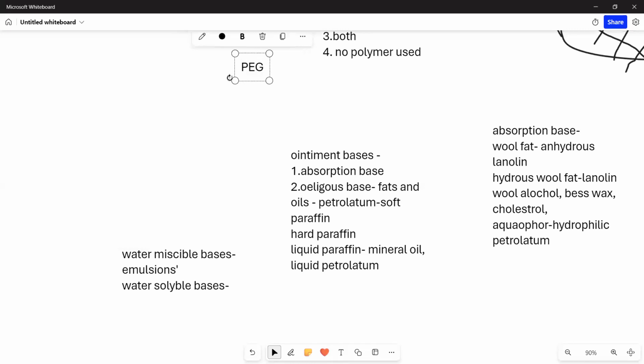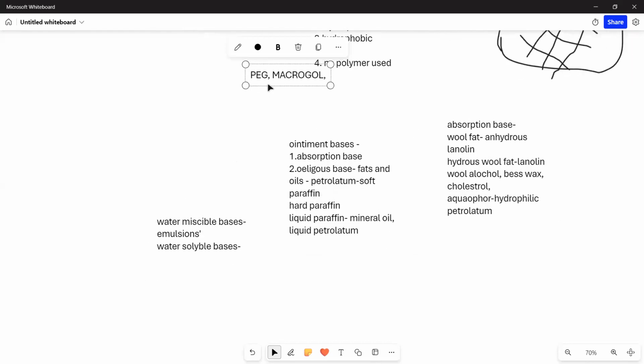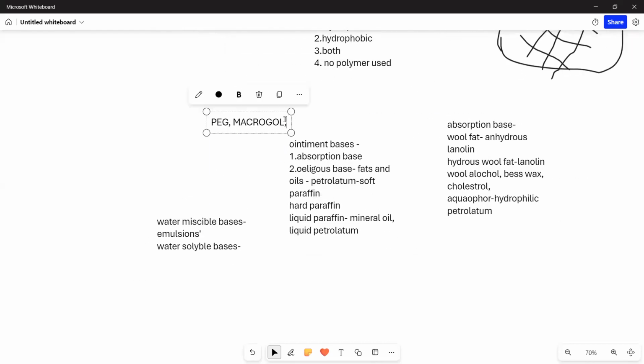Provide me the synonyms of the PEG. PEG is also known as macrogol. Another one, it is also known as Carbowax.